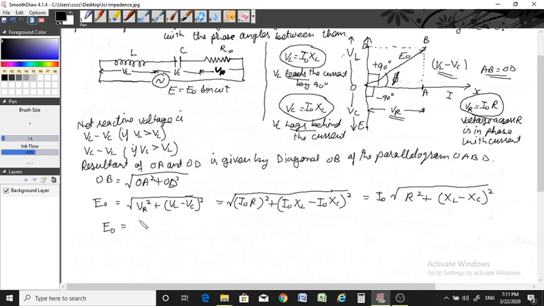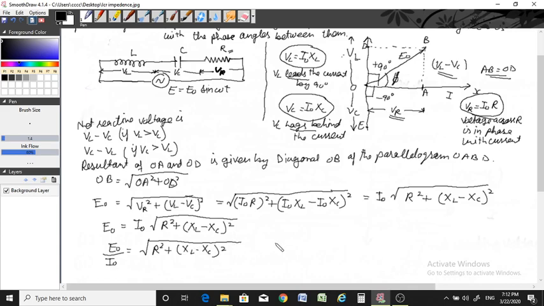which is the value of E naught. E naught is equal to I naught under root R square plus XL minus XC square, and from here we get E naught divided by I naught, which is equal to under root R square plus XL minus XC square.